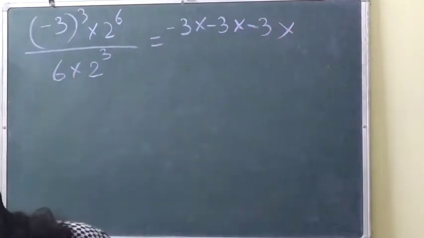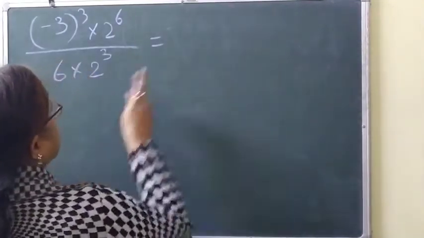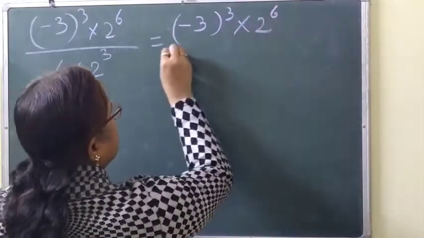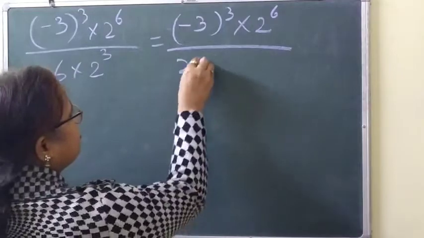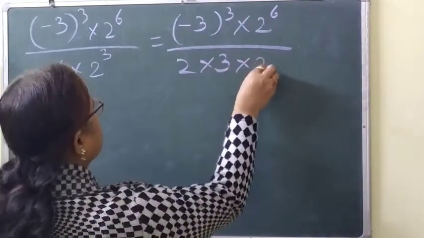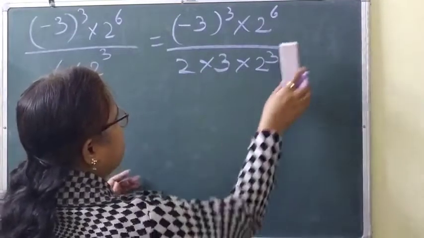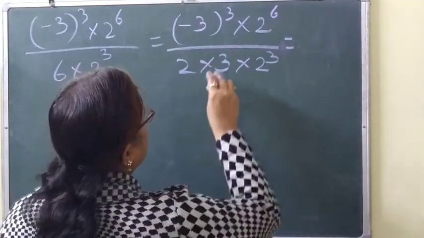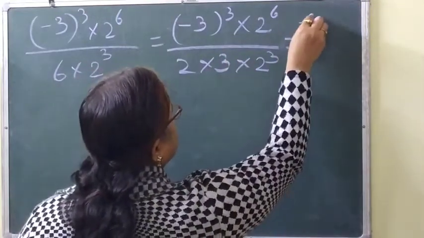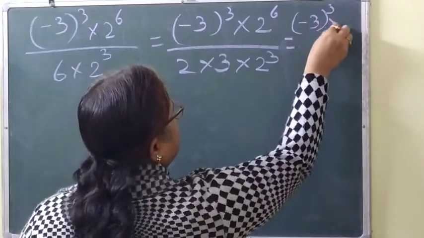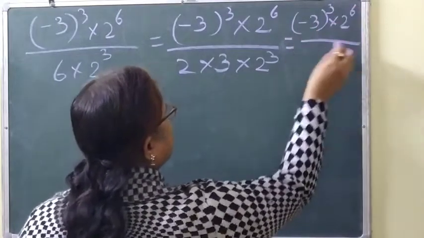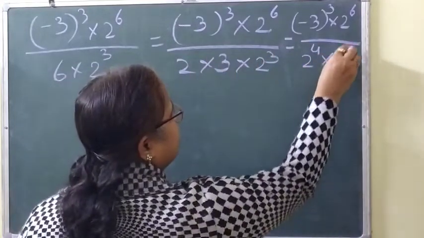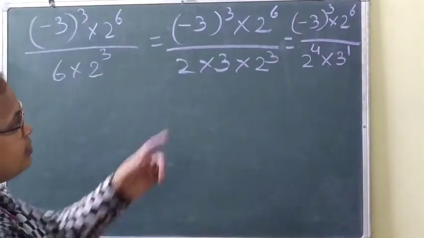Or another way, first simplify it. So here it is given 3 and here 2 to the power 6. Then here 6. Simplify this one. So 2 into 3, and here 2 to the power 3. So all together, what have we got here? This is equal to, we can write, minus 3 to the power 3 into 2 to the power 6, divided by 2 to the power 4 into 3 to the power 1. Okay, then again we will solve that.